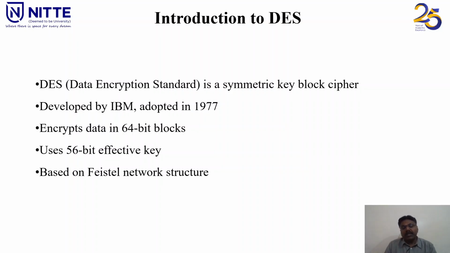The DES algorithm encrypts the data in blocks of size 64 bits, and it uses a 56-bit effective key in order to encrypt one block of data. It works on the basis of the Feistel network structure. We have already discussed in the previous session, in the simplified DES algorithm, how the Feistel structure is incorporated in the DES algorithm.